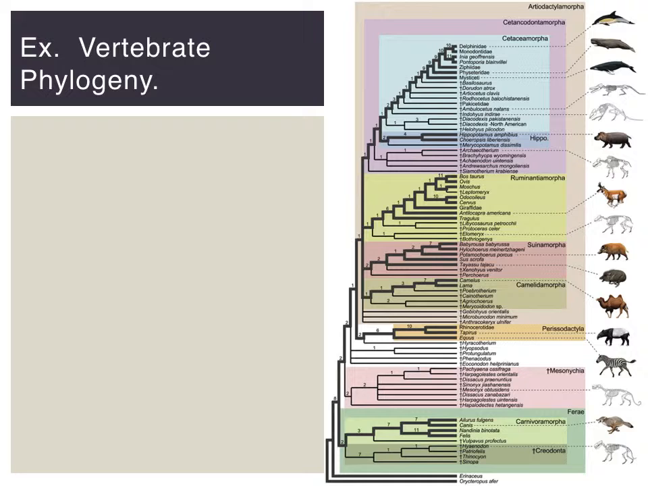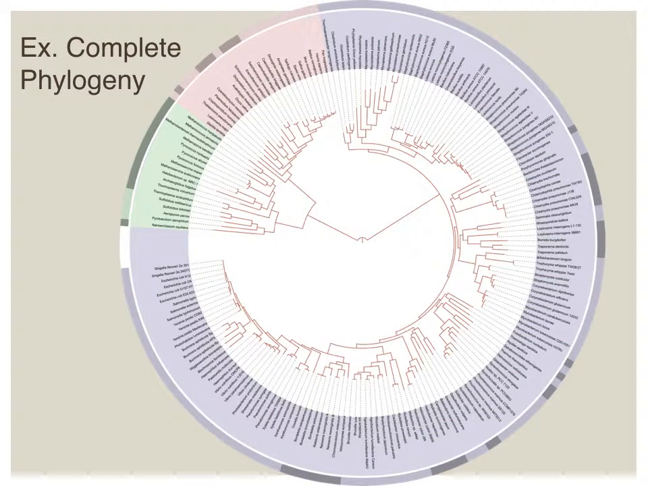We can look at the entire phylogeny for vertebrates and see that it is quite complex. Here is a complete phylogeny. So we've got bacteria, archaea, vertebrates, all of that is in here. So it is quite amazing.